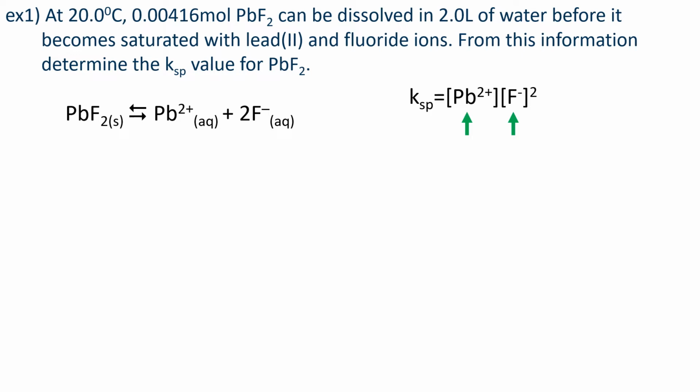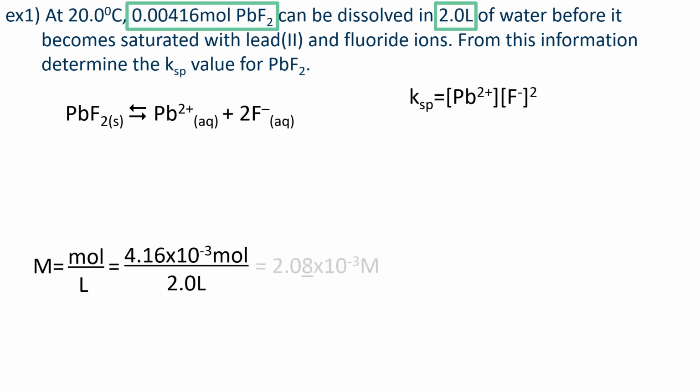Well, in the question, we see we are given the moles of lead-2 fluoride that can be dissolved in 2 liters of water. And if I've got moles and liters, well, moles divided by liters is molarity. So I can find the concentration of PbF₂ given the information in the question. So moles divided by liters, that tells me that the concentration of PbF₂ is 2.08 times 10 to the negative 3 molar.